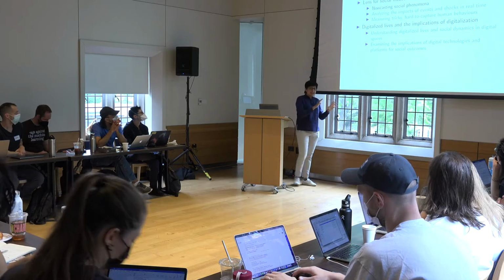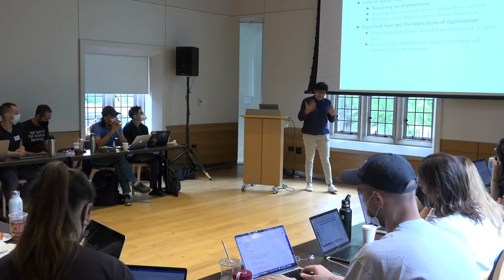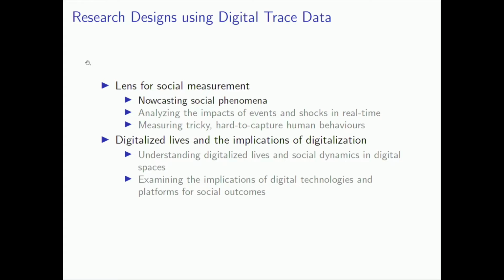So that's a range of examples of the different types of digital trace data that exist. Now, in the next part of this talk, I want to discuss research designs using digital trace data. And I like to think of research designs using digital trace data as essentially broken down into two broad categories of designs.